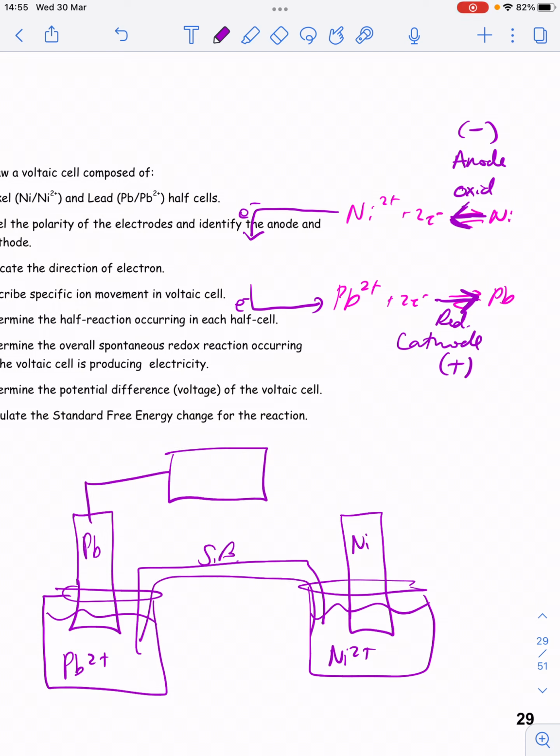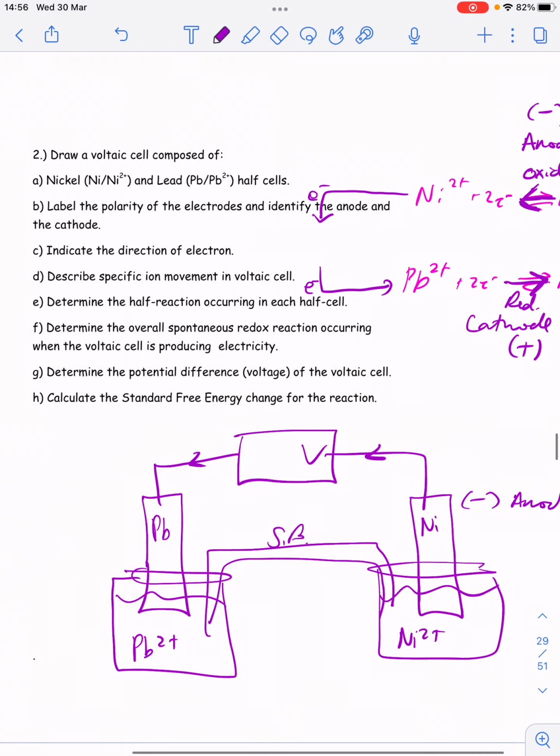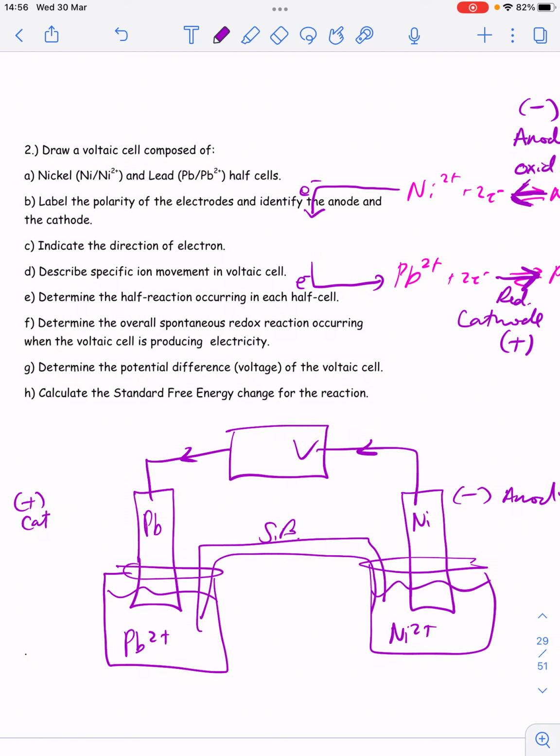Connect them with wires and a voltmeter. So now the reaction can take place. The electrons will move from nickel to lead. That's what those arrows indicate. This is the negative anode. This is the positive cathode.